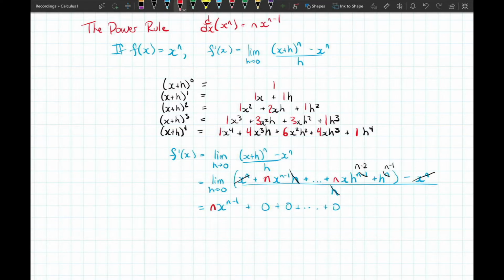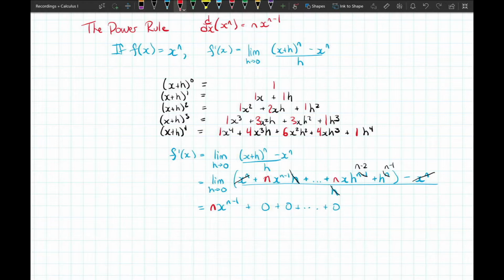Now, we've only seen this rule for positive integers. So x plus 1 to the 0, 1, 2, 3, and 4, and other positive integers. It's a little bit harder to prove, but this works for any real number n.